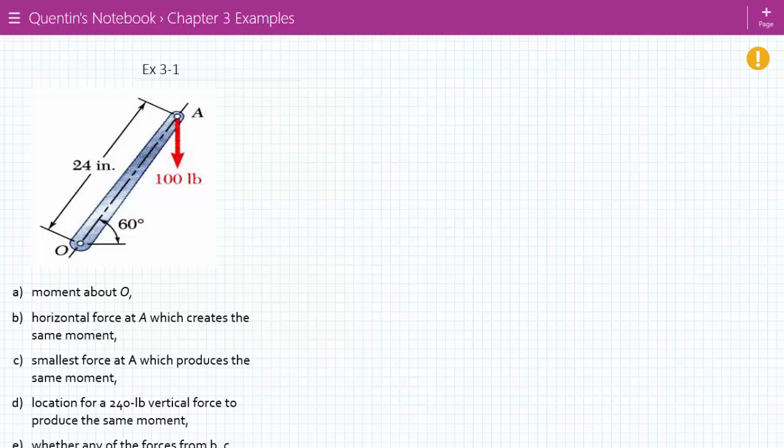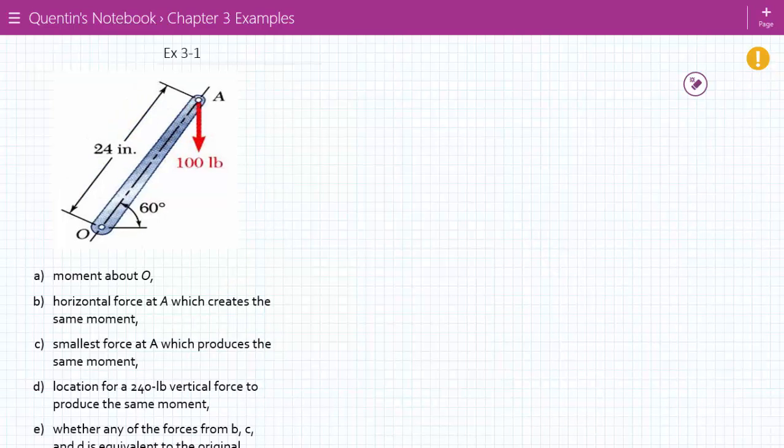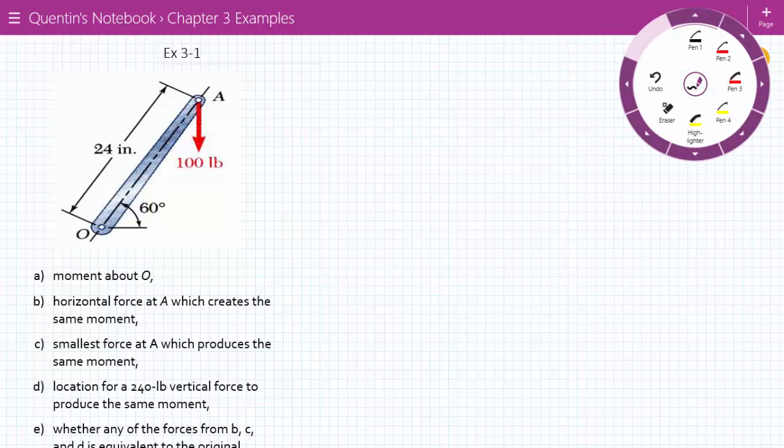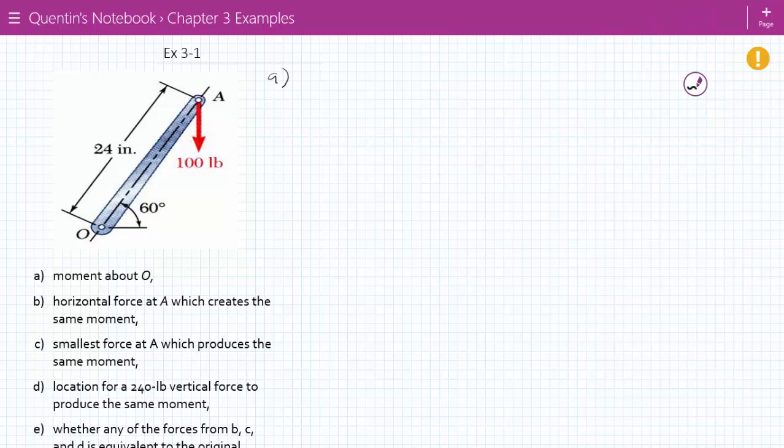Okay, let's look at example 3.1 where you have a lever arm with a vertical force on it. Part A is you're supposed to find the moment about O. Okay, so let's look here at part A. Try this again. Okay, part A. Supposed to find the moment.